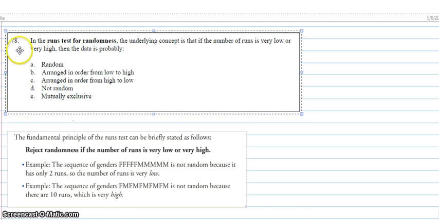So what it's asking is the underlying concept is that if the number of runs is very low or very high, then the data is probably, well, your answer would be D, not random. If the data were random, we wouldn't have a low number or a high number of runs. If the data were arranged in order from low to high, you don't know how the runs would come out. Or the same thing if they were ordered from high to low. So we are saying that the data is D, not random.